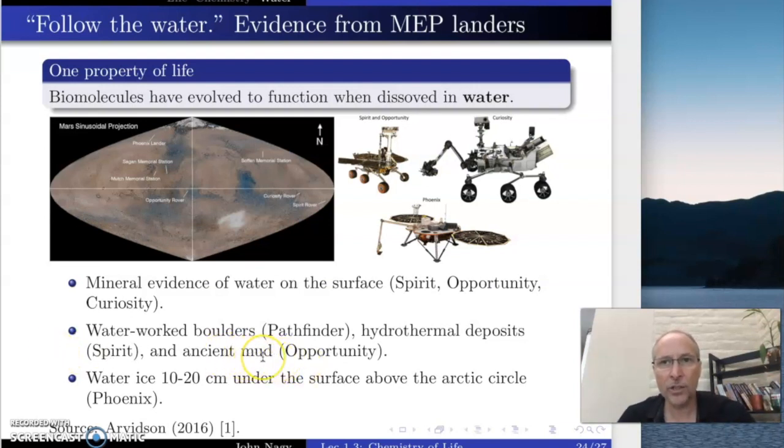We've also found ancient mud cracks. Opportunity found ancient mud cracks. On the bottom of a lake, when the lake dries up and the mud then dries, it forms these very characteristic cracking patterns. And we found those on Mars as well, which indicates that in the past, there was standing water on the surface of Mars. There's not now. We've never found any standing water on Mars at all.